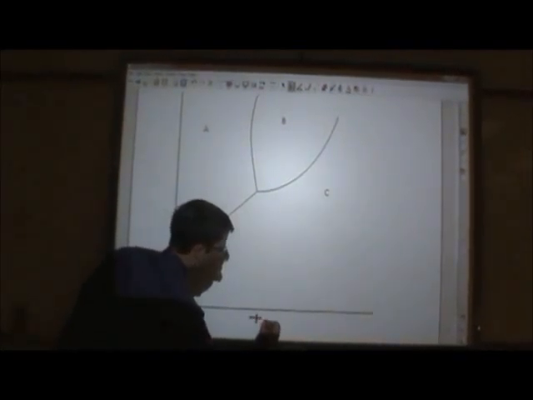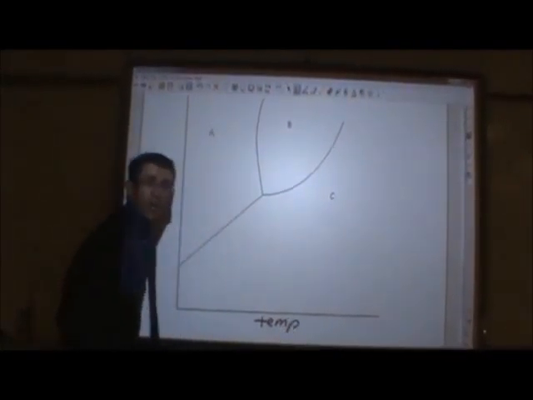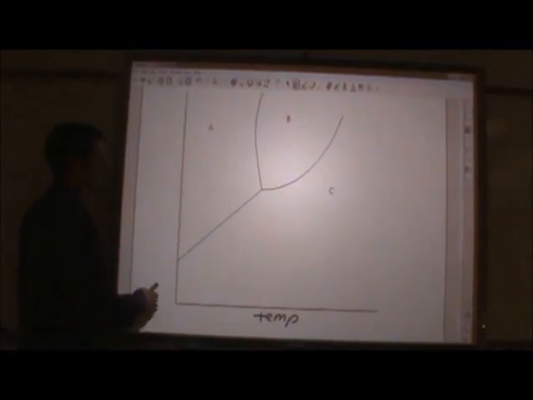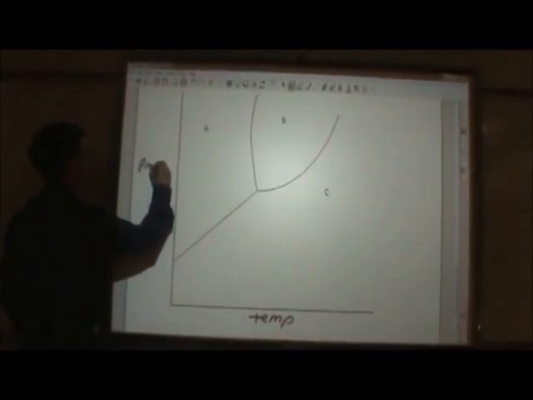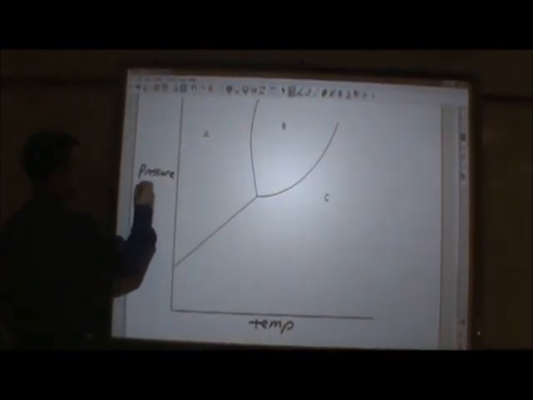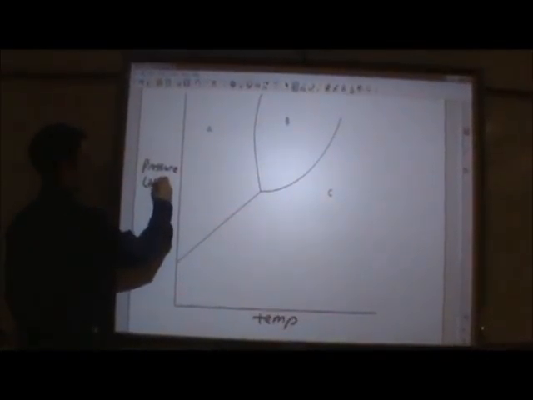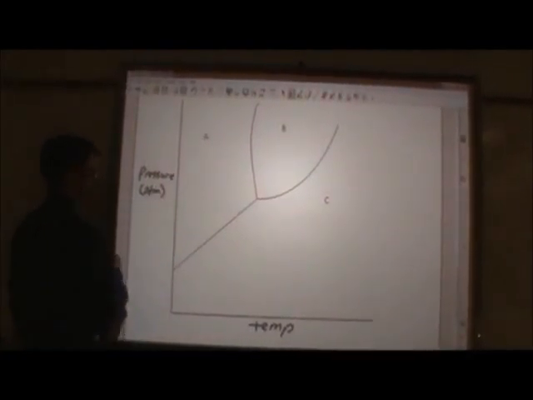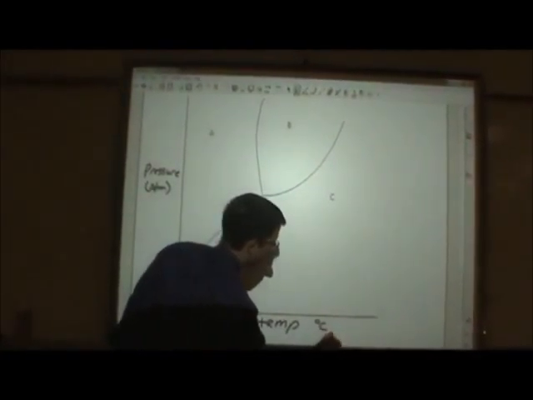We're actually going to put temperature down on the x-axis. Okay, so temperature is going on the x-axis. We're actually going to put pressure on the y-axis. Now, I like to put my units, so I'll put pressure in atmospheres. Okay, I'll put this one in degrees Celsius.